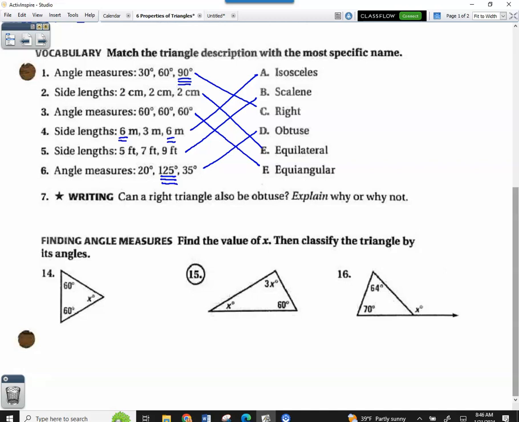Okay, look at number 7. It says, can a right triangle be obtuse? Don't answer out loud. Take a second. Try to sketch a picture of a right triangle with an obtuse angle in it. And then think about what we've talked about and learned so far and answer the question, yes or no. Can a right triangle also be obtuse?